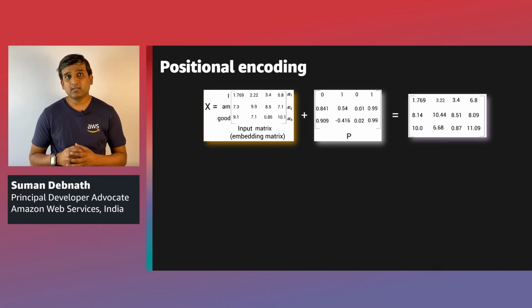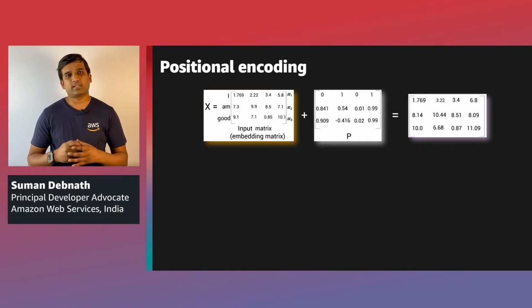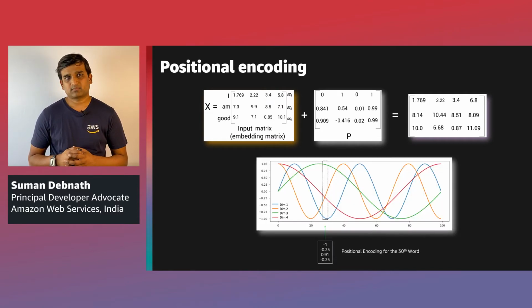As you can see here, the dimension of the positional encoding matrix P is the same as the dimension of the input matrix X. We simply add the positional encoding matrix to the embedding matrix and then feed that as an input to the network. But how does it generate this positional encoding matrix?